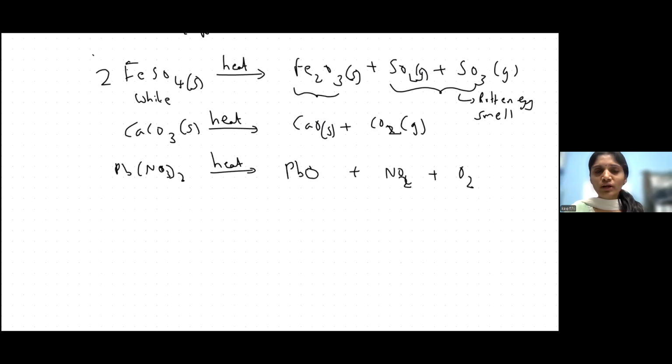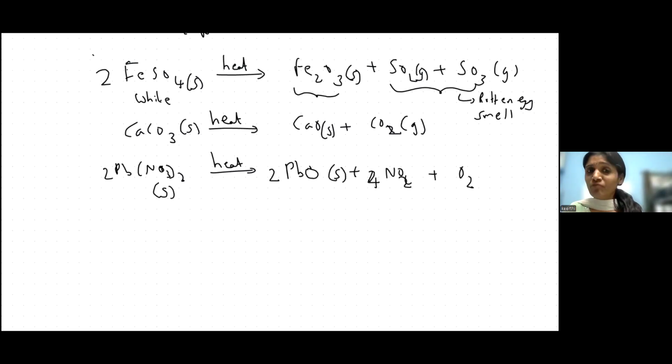2 moles of lead nitrate gives 2 moles of lead oxide, 4 moles of NO2, and O2. This is your balanced reaction. Now, when you come to physical states, lead nitrate is a white colored solid. PbO is a metal oxide, so it is also a solid. The color of PbO is pale yellow.